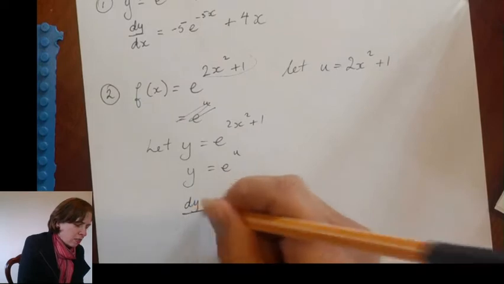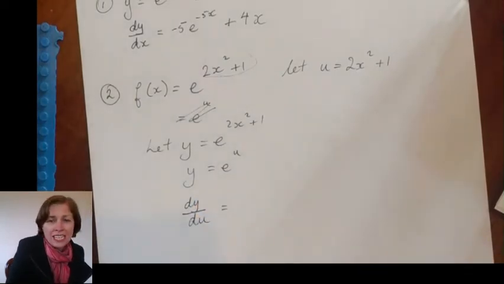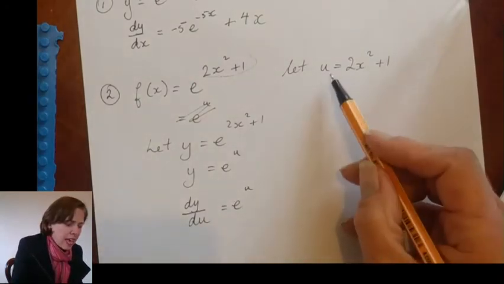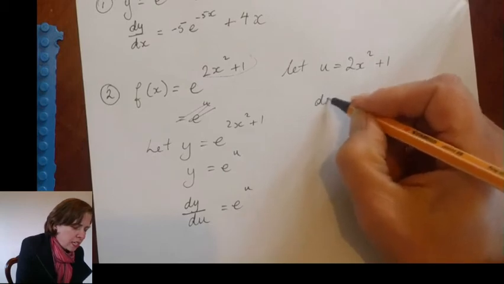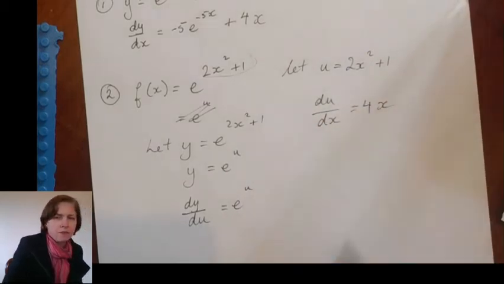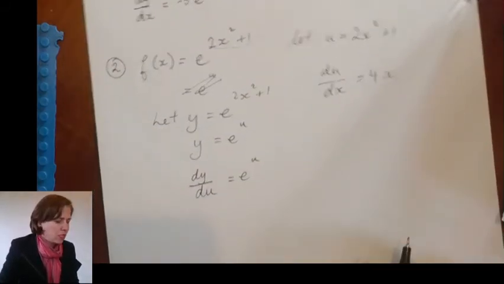dy with respect to u. Now, e to the u, it's its own derivative, e to the u. Nothing happened at all. And with u, I need to find du dx, and that gives me 4x. The 1 has a 0 derivative because it's a constant.